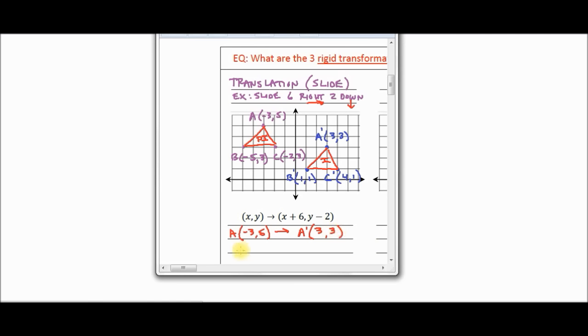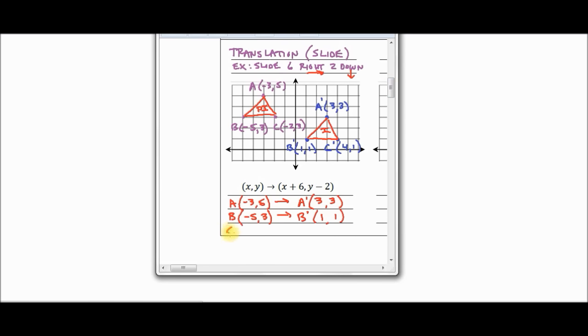So another way of doing it, let's go ahead and go through this and just do B. Our B value was originally at -5, 3. Now we're going to translate that through our transformation, and now it's going to be B prime, which is -5 plus 6 is 1, 3 minus 2 is 1. There is our new B coordinate. And let's go ahead and do C. C used to be at -2, 3. We're going to translate that through our transformation notation, and we're going to get C prime, which is equal to -2 plus 6 is 4. 3 minus 2 is 1.